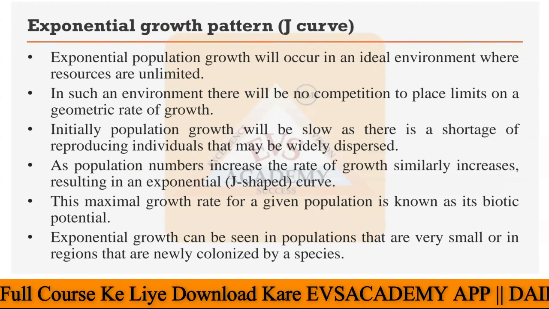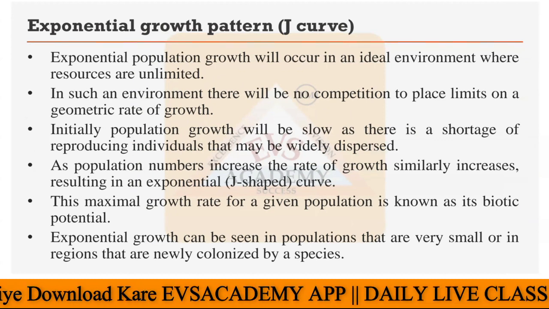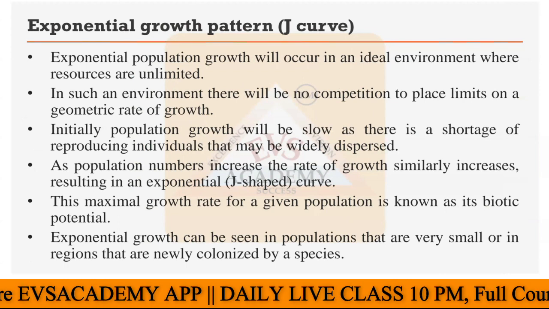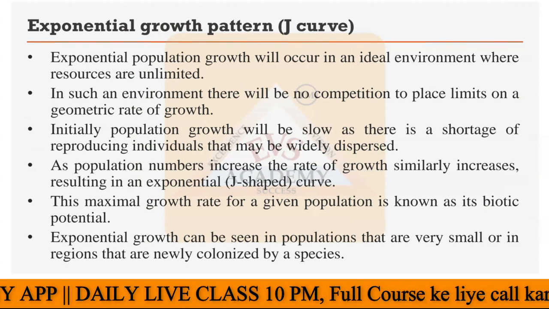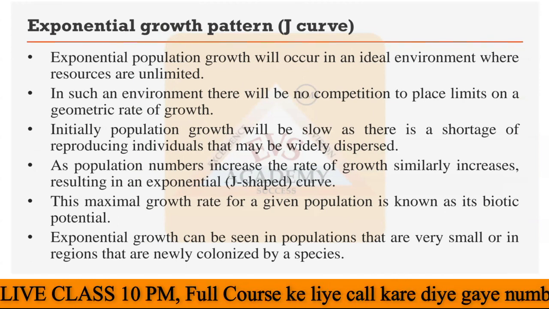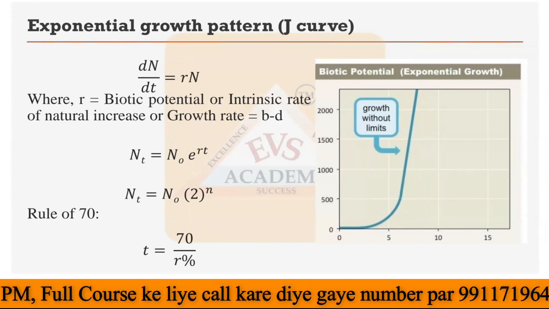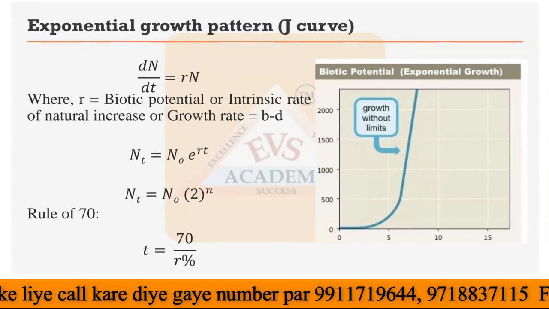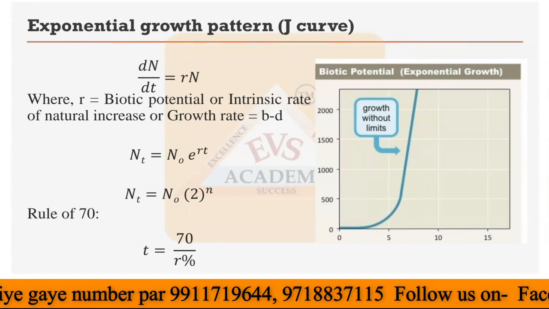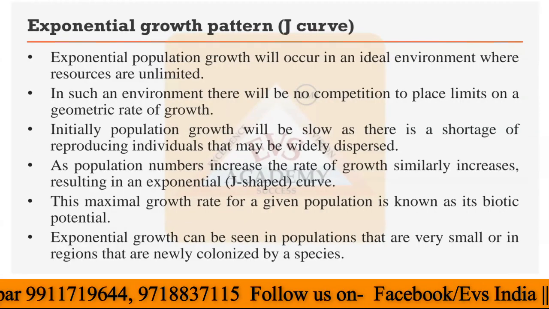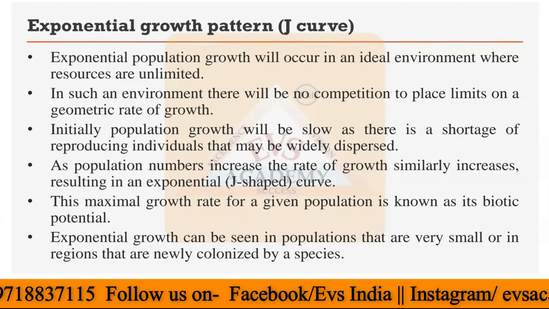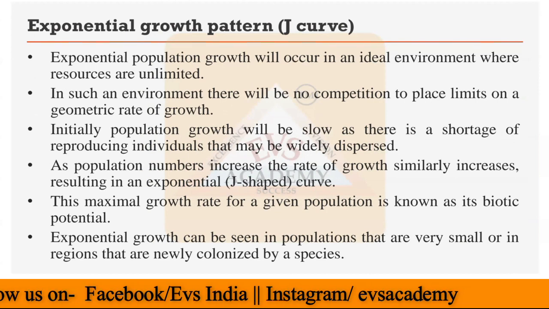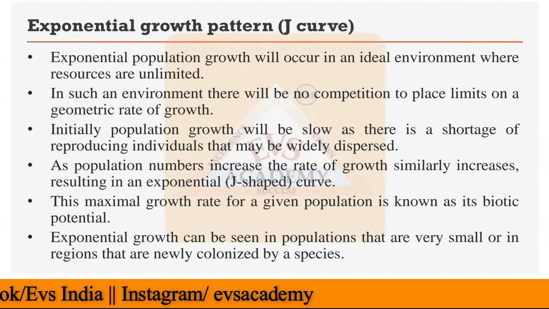This maximal growth rate for a given population is known as its biotic potential. It means this is the limit of the growth rate. The growth rate cannot be more than this particular number. That is what this is saying. Exponential growth can be seen in populations that are very small or in regions that are newly colonized by a species.